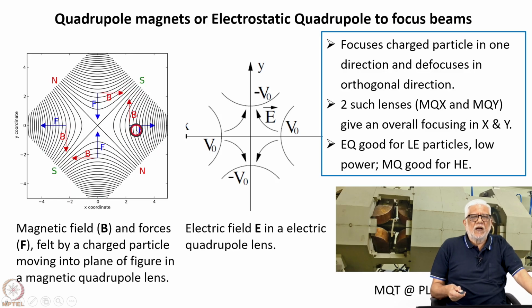So you can see that in the vertical direction you have a focusing effect on the beam, and in the horizontal direction you have a defocusing effect. Okay, so any such quadrupole, and you can show that very easily using Maxwell's equations, cannot focus in both directions.